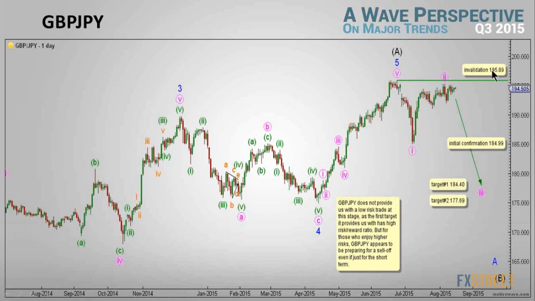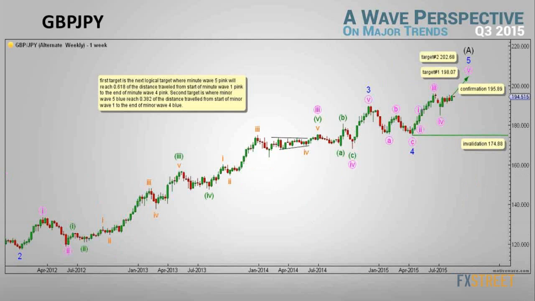This count would be invalidated by movement above 195.989, as wave 2 pink may not retrace more than 100% the length of wave 1 pink. If that invalidation point was reached, then we will automatically move to the alternate weekly count, which expects that a 5-wave structure might be incomplete, and that wave 5 blue has more to offer toward the upside. Within wave 5 blue, it's expected that waves 1 through 4 pink are complete and that wave 5 pink has more to offer to the upside.